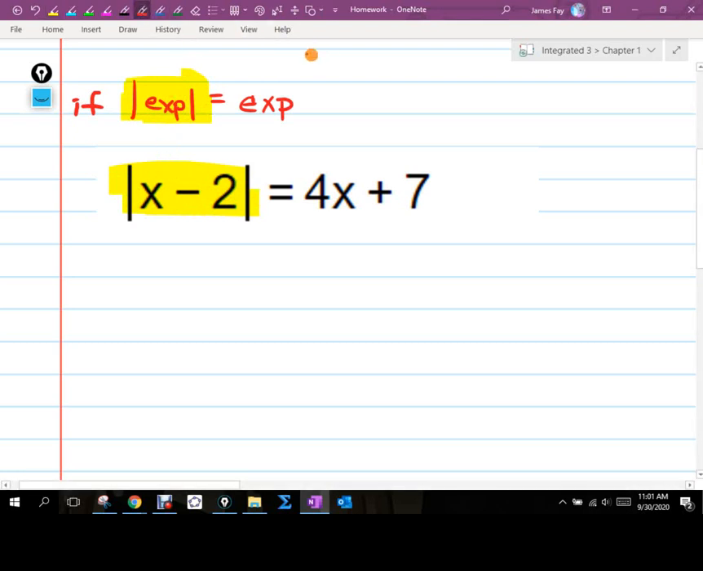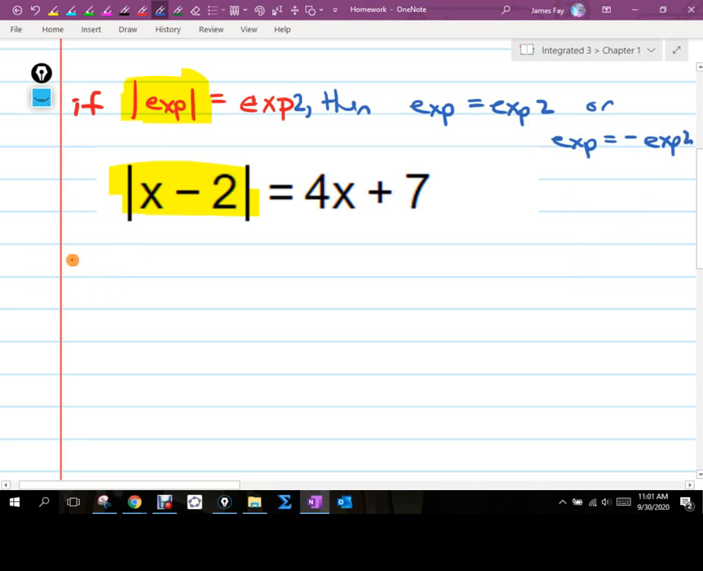Okay. Then you can take the absolute value expression, which is this yellow part, and set it equal to, let's just call this expression 2 here. You can set it equal to expression 2, and then you got the or, and then you take the absolute value part again, and set it equal to the opposite of expression 2. Okay, so that's what we're going to do here.